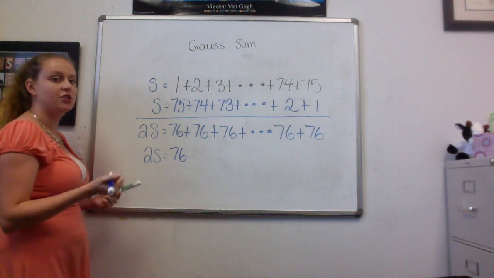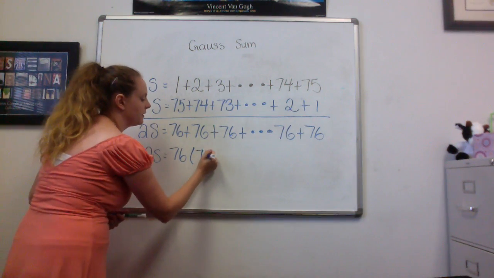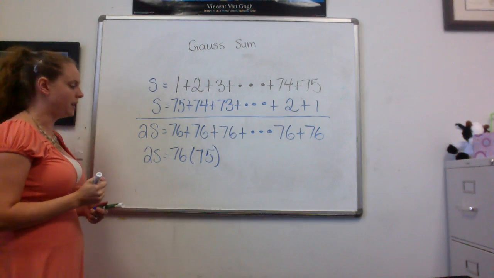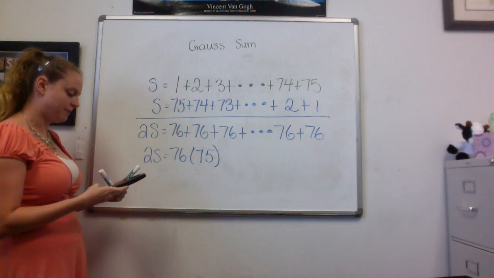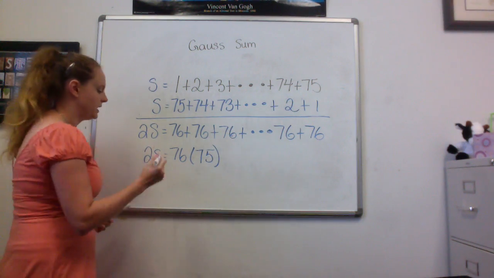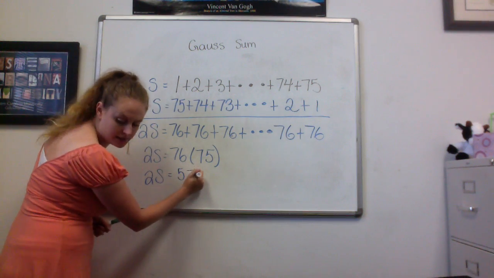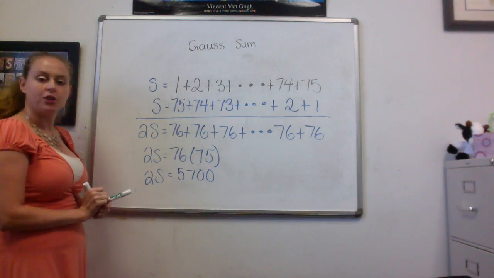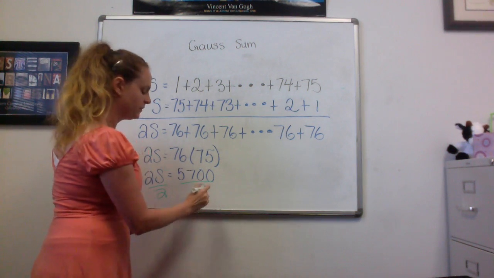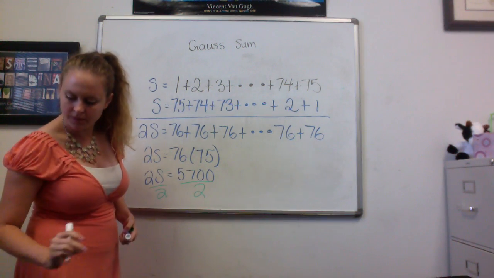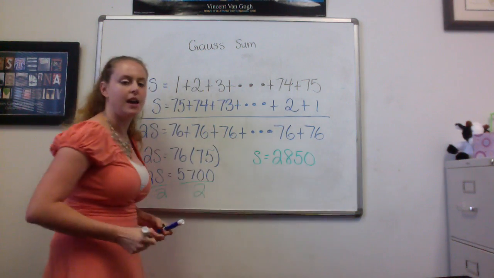I want to go back and see how many terms I had. Well, I had the numbers 1 all the way up to 75. So there are 75 terms. So 76 times 75, I'm just going to solve this equation. I'm going to get 2S is equal to 5,700. I'm trying to figure out what S was, what my sum was. So I'm going to divide by 2 and get S is equal to 2,850.